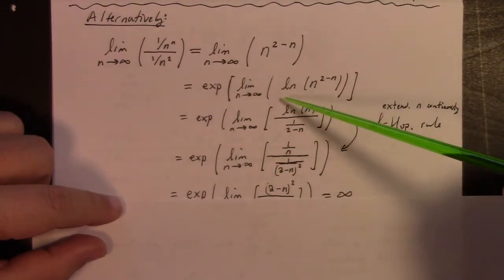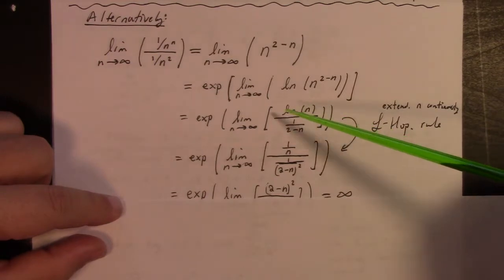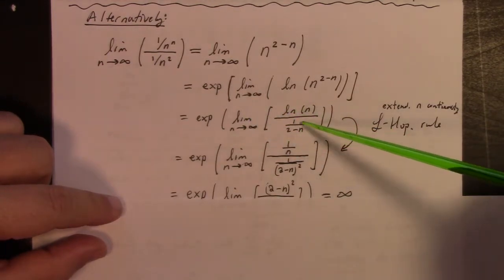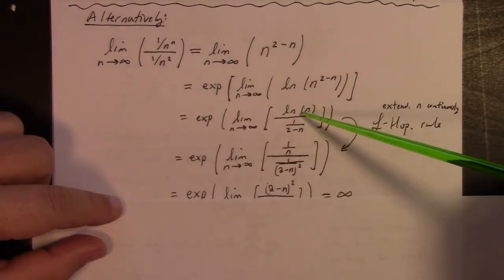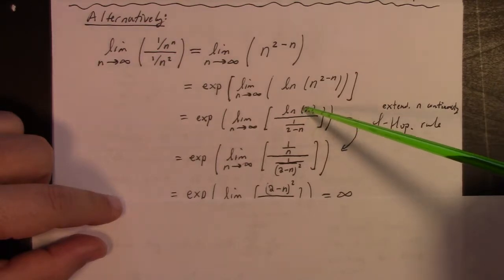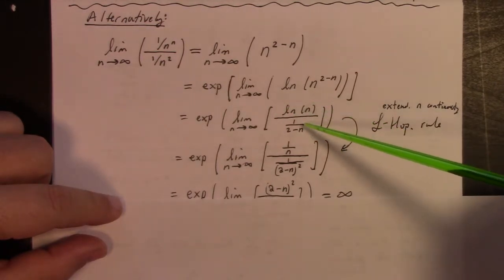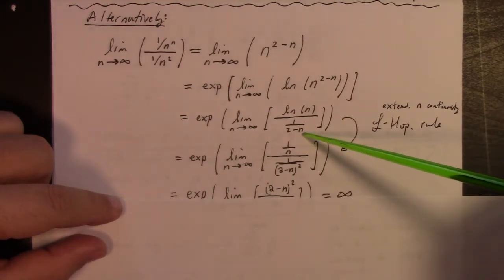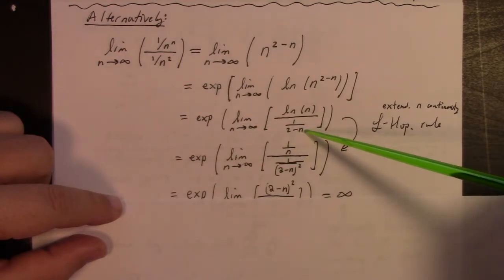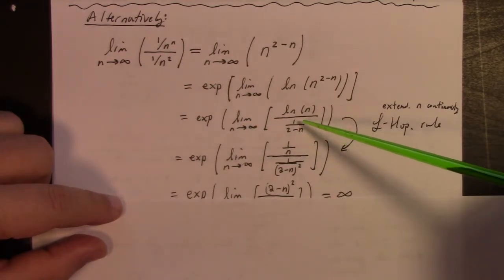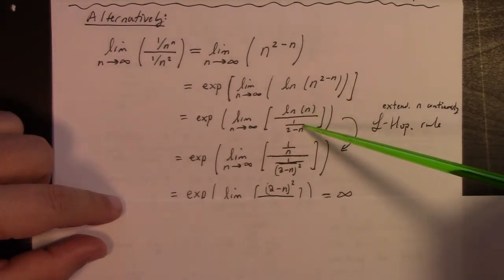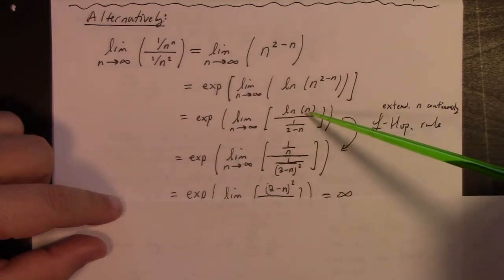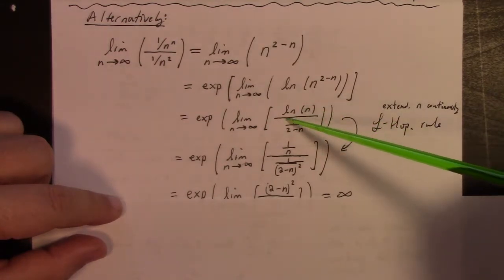So the limit as n goes to infinity of log n is infinity. And the limit as n goes to infinity of 1 over 2 minus n is 0. This is infinity over 0. In fact, minus infinity over, let me think about this. As n goes to infinity, you actually have minus infinity over a small negative. I think this just diverges to infinity.